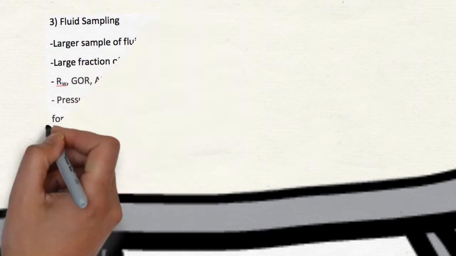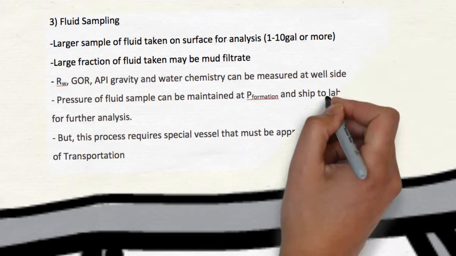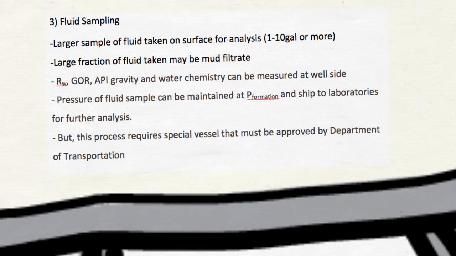Moving on to fluid sampling. In fluid sampling, a larger sample of fluid can be taken to the surface for analysis, usually 1 to 10 gallons or more. This is due to the ability of the fluid to freely fill the pre-test chamber. Because of mud invasion, the last fraction of the fluid sample may be mud filtrate. Resistivity of water, API gravity, water chemistry and gas-oil ratio values can be measured at the well site, but this must be planned in advance with the vendors. To ship the fluid samples to laboratories for further analysis, the pressure of the fluid must be maintained at formation pressure, but this requires a special vessel that must be approved by the Department of Transportation.